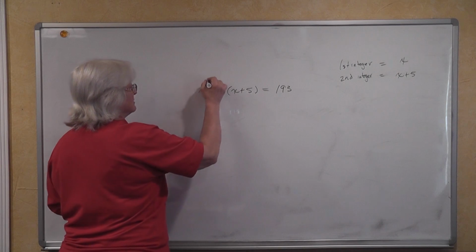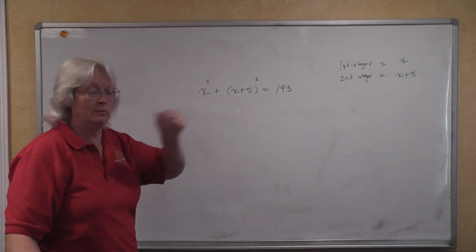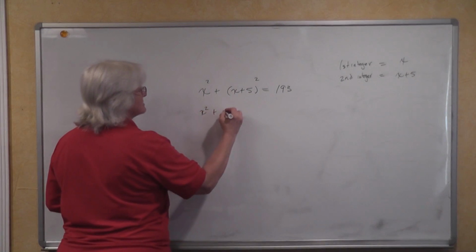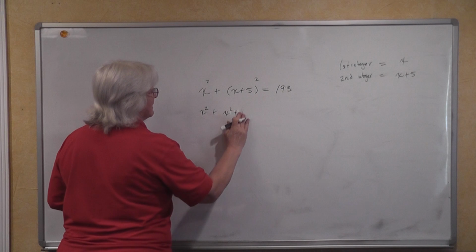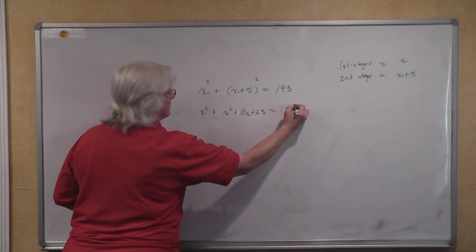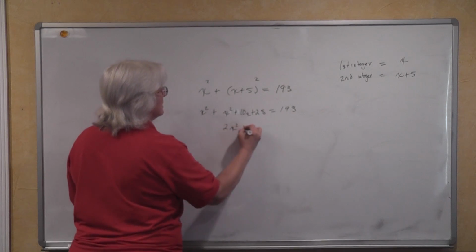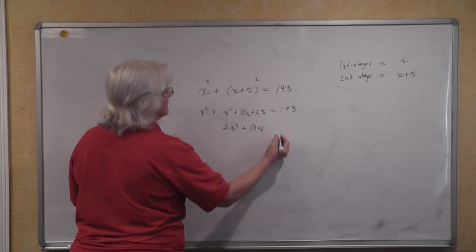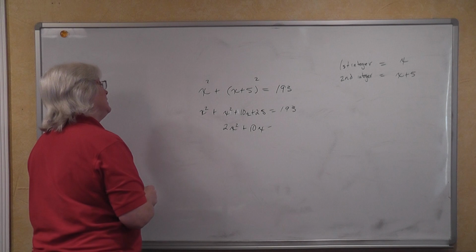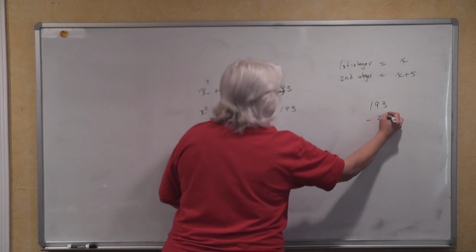So you have to square the first integer, and you have to square the second integer, and then you have to do some algebra. x squared plus, not 5x, x squared plus 10x plus 25 is equal to 193. Now we have 2x squared plus 10x minus, 193 minus 25.